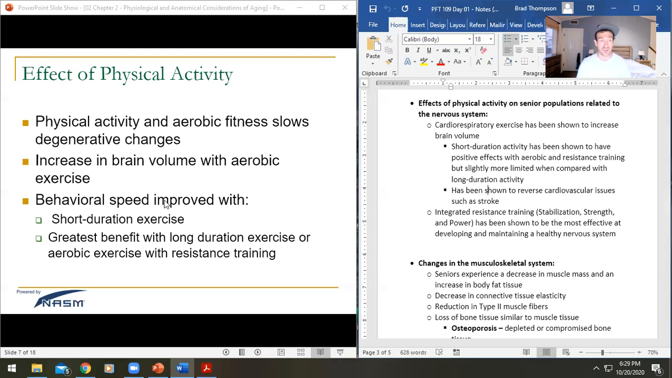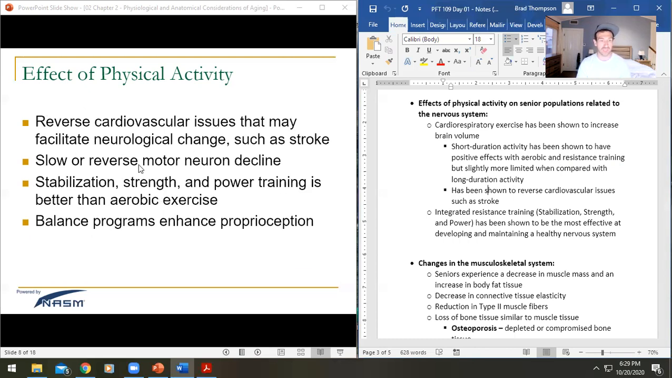And then we also know that stabilization, strength, and power training has been shown to be really effective for your nervous system as well. In fact, it's been shown to be the most effective for training your brain in terms of developing proprioception. So you get the development of intelligences and things like that with cardio, but you also get the balance and proprioception from things like integrated resistance training. So get that strength training in there.